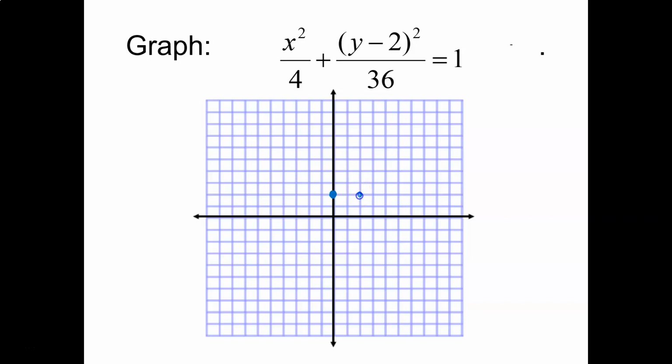2, yes. So go to the right 2 and to the left 2, taking that square root of 4 right there. And then Mia, how much should I go up or down from that center point? Good. So 1, 2, 3, 4, 5, 6 here. And so you can see this one makes a much taller, skinnier ellipse. Okay, questions?